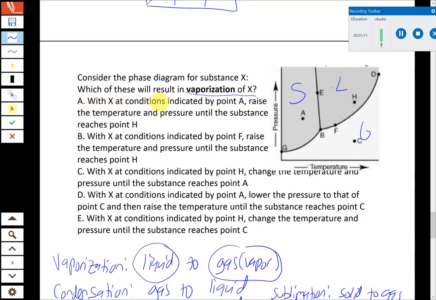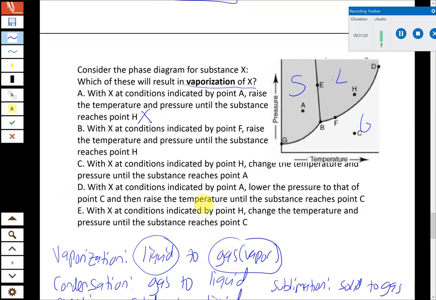And so if we look at choice A, X is starting at point A, that's going to be solid, so that can't be right because we're looking for a process that starts in a liquid and goes to a gas. Choice B, X and conditions indicated by F. F is going to be the boundary between liquid and gas. So this could be a place where we have vaporization because anytime you're along the line, you're basically going to have both phases present together. So at point F, we have liquid and gas together. But if we raise the temperature until it gets to H and the pressure, F to H is going to go from a mixture of liquid and gas all the way to liquid. That's not vaporization because vaporization involves converting liquid to gas. So this one's not right either.